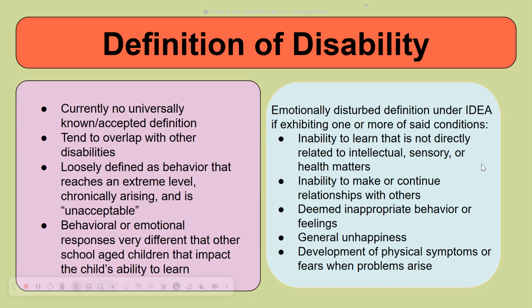The real specific factors we want to look at here are the extreme level of the behavior, how it is chronically arising, and that it is unacceptable. And by unacceptable, this means that the responses of the child are very different from those of children similar to their age. And these three things, the extreme level of behavior, the fact that it is chronic, and the unacceptable behavior are impacting the child's ability to learn. And again, going back to emotionally disturbed, it's impacting the child's ability to learn not on the premise of anything else, simply their behavioral and emotional responses.